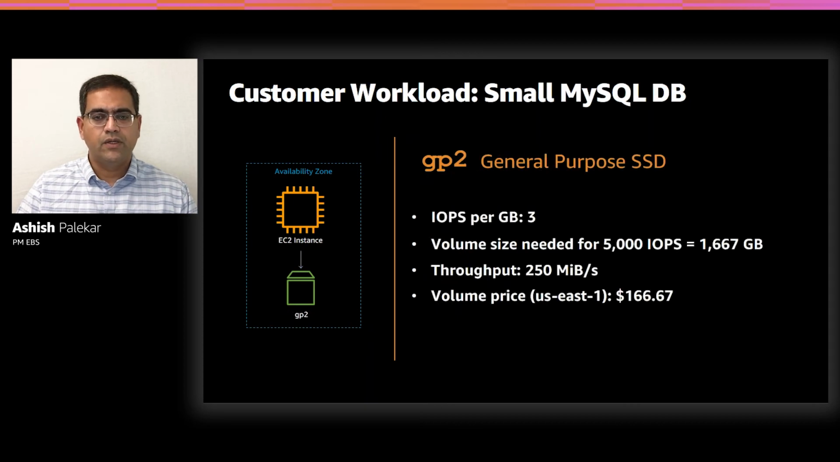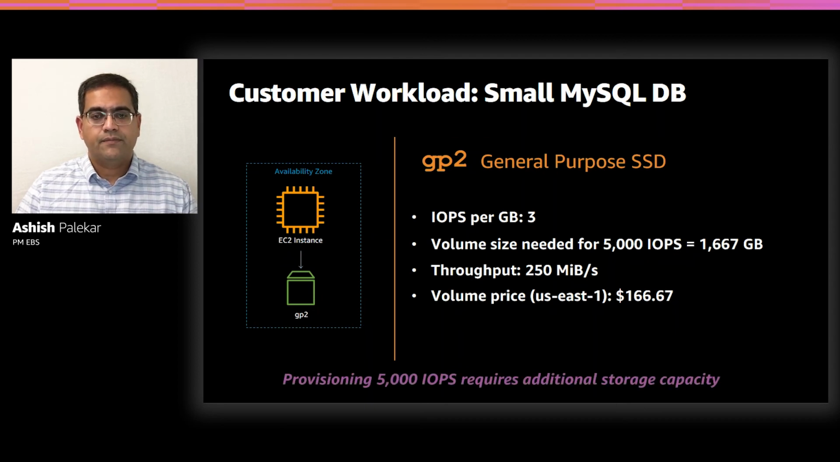So in GP2, what you would need is to scale the volume up to 1.667 terabytes. And the reason to do that is you need 5,000 IOPS. And then you'd get a throughput of 250 megabytes per second, and you'd be paying $166.67, again based on US East 1 pricing.